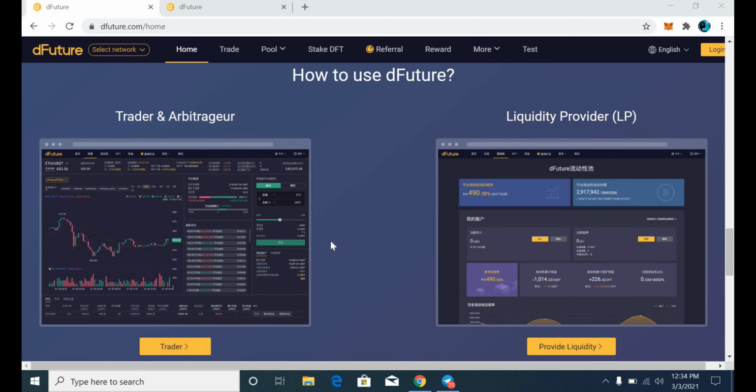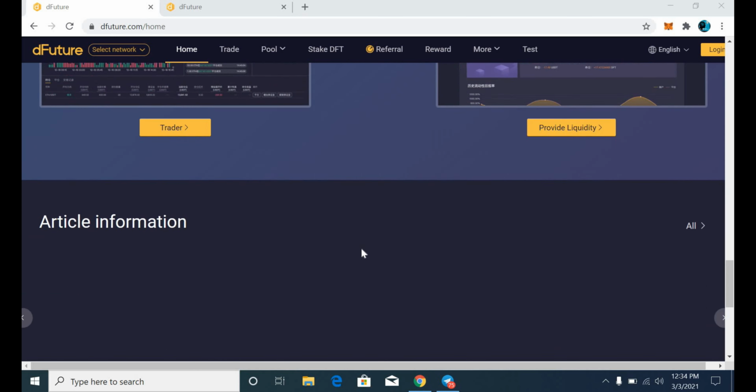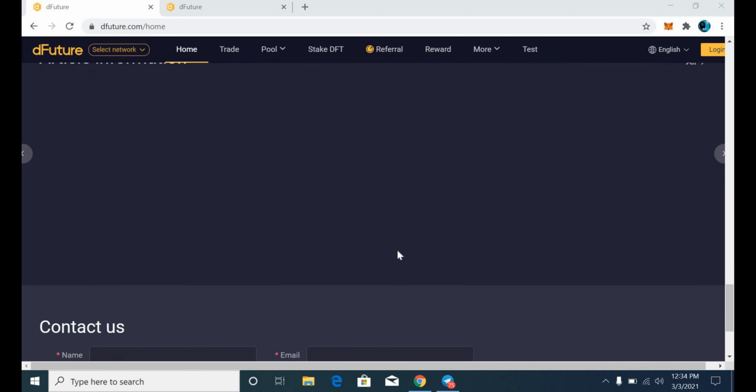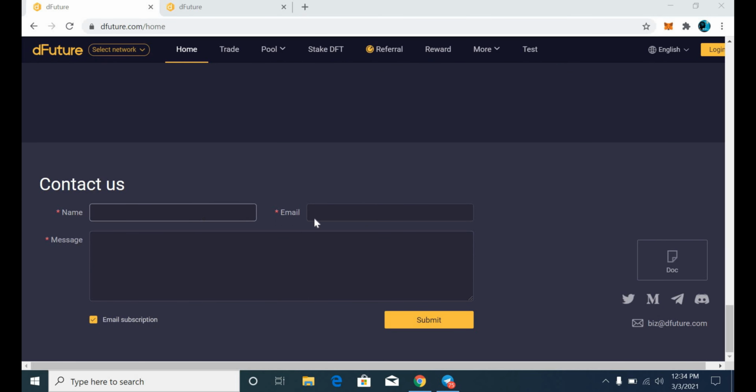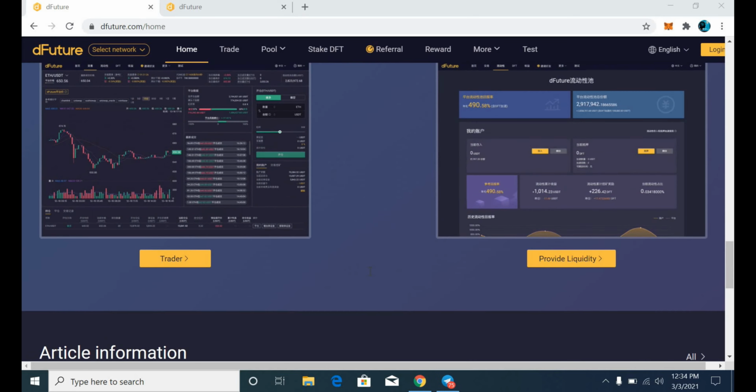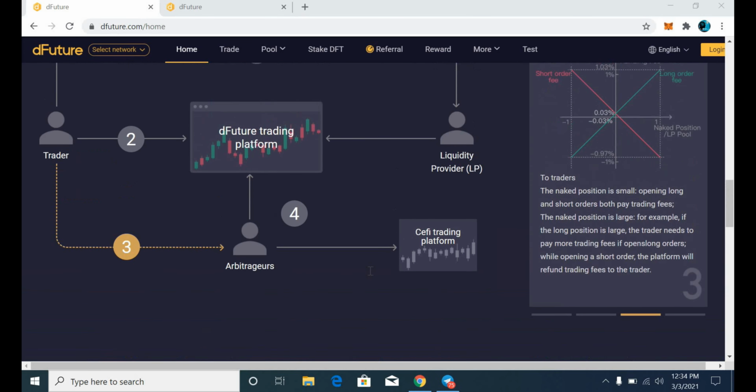Arbitrageurs, risk-free arbitrage. There is room for the arbitrageurs to make profit with centralized exchanges. Large trading depth. The trading depth depends on the LP pool, which can far exceed the trading depth of most exchanges that use an order book.